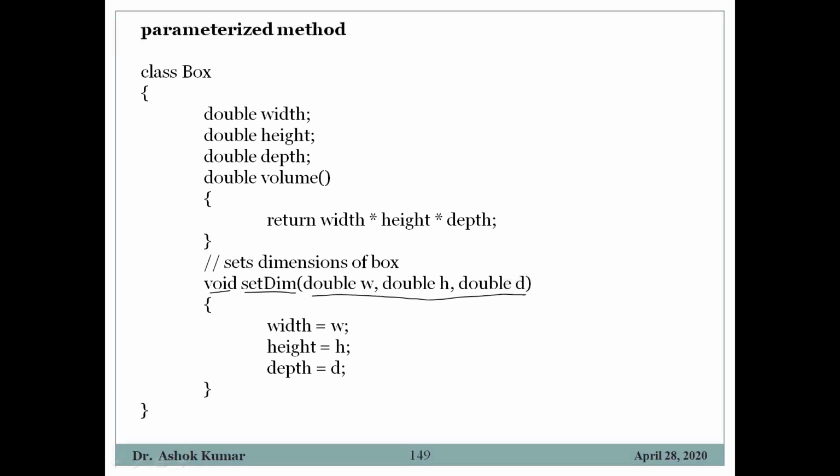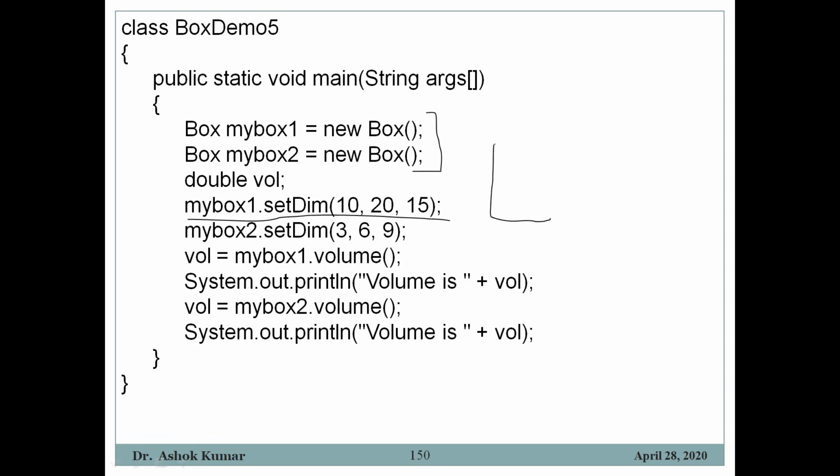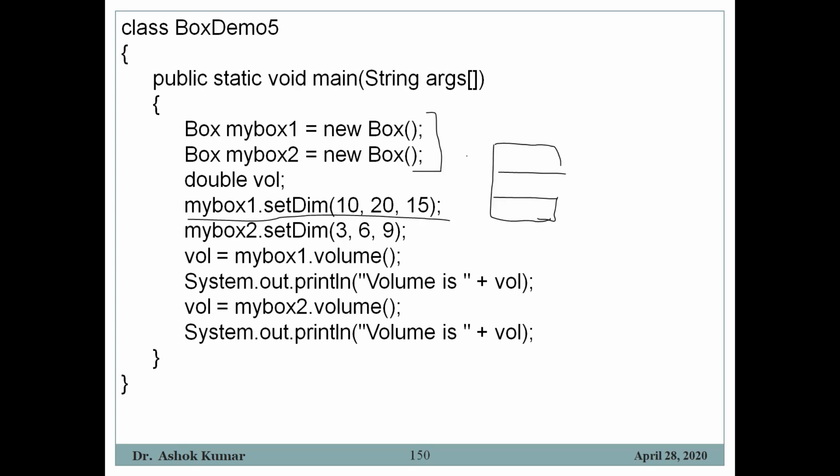I'm going to show it to you through a diagram. So this is our object, box1. It has three instance variables. This method that I have shown over here will set the value of w to the first value, 10. So this will become 10, and this will become 20, and the last value will become 15. And this object is basically my box1, right?